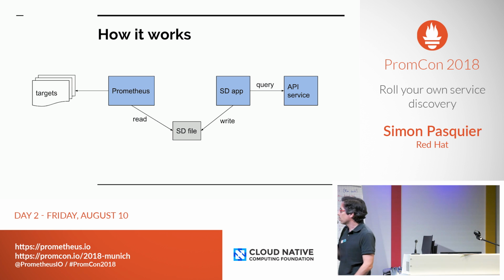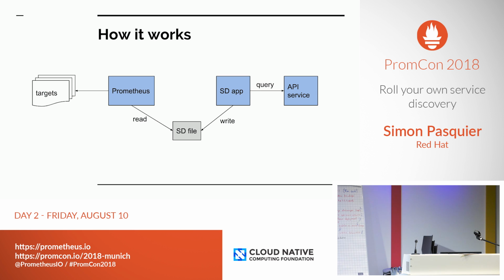So how does it work? It's pretty simple. Start from there. We assume that you've got some API service from where you can pull your inventory of the targets that you want to scrape. What you need to implement is this part.